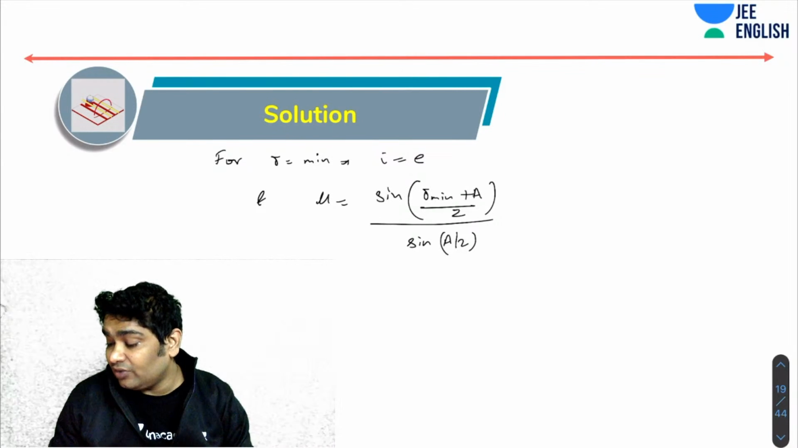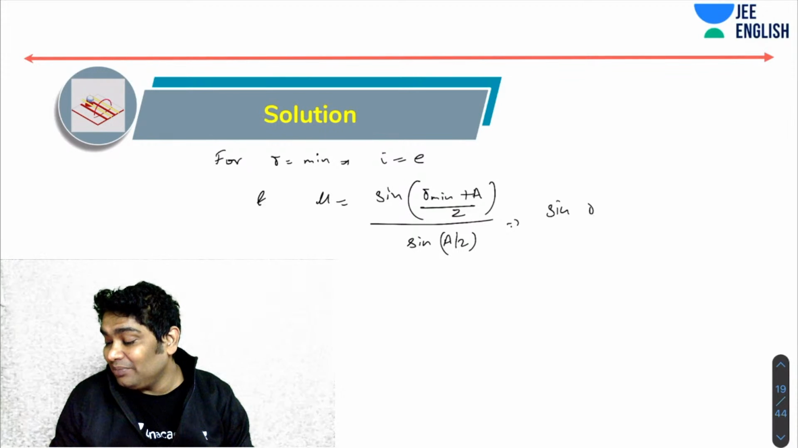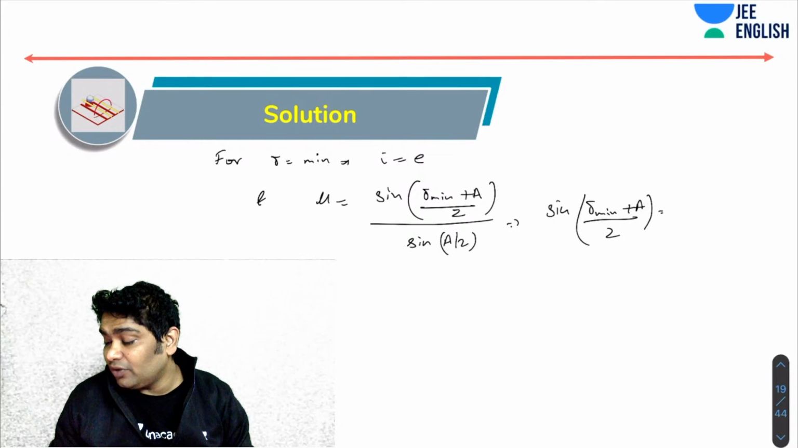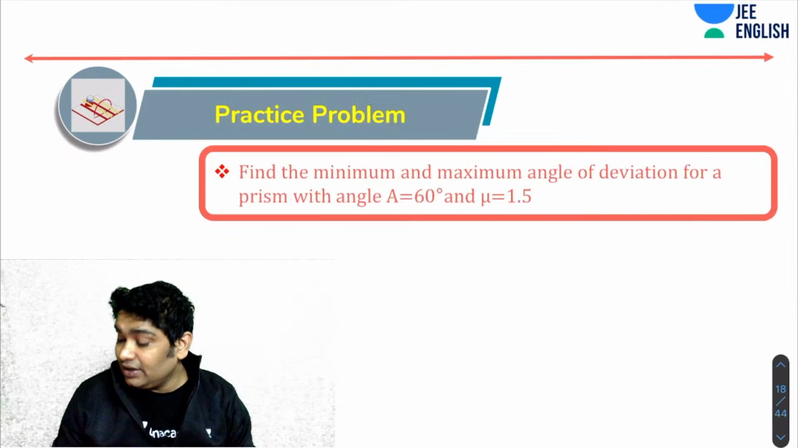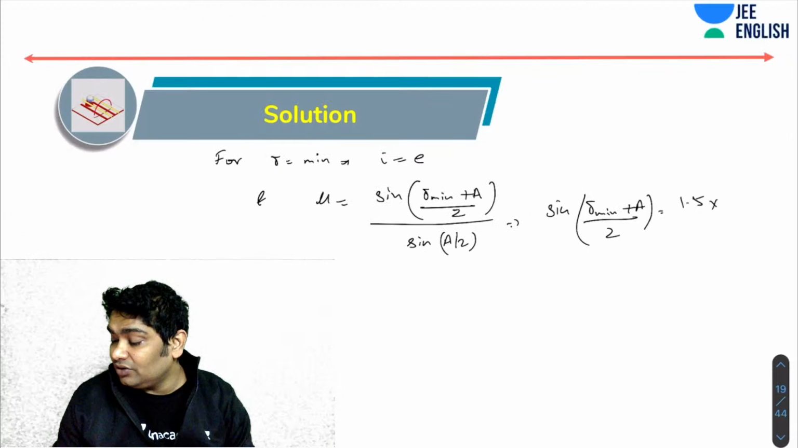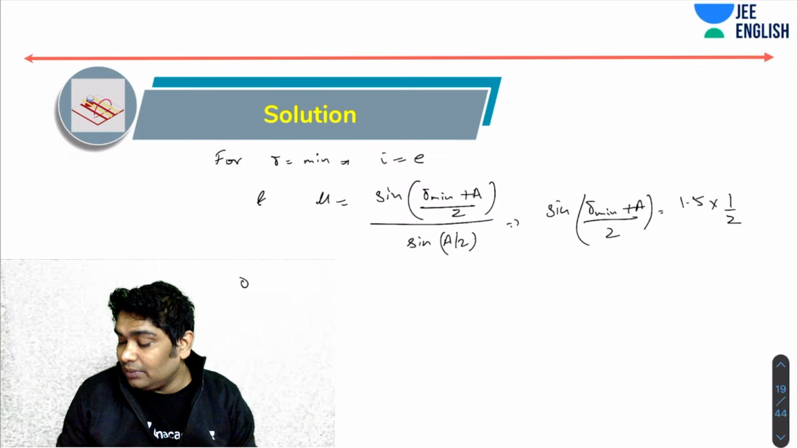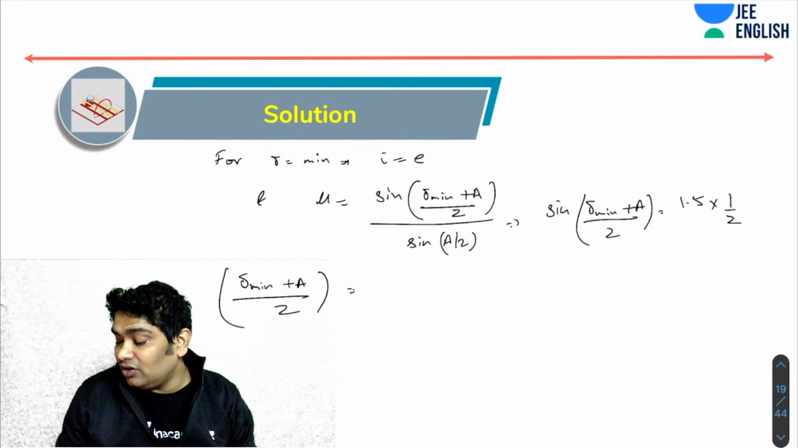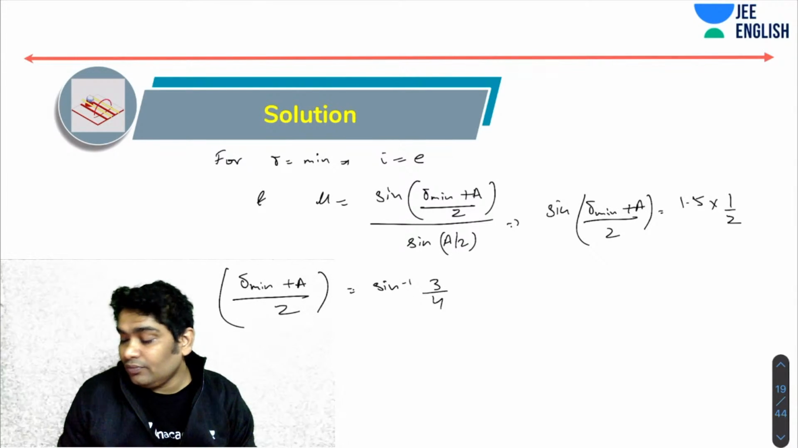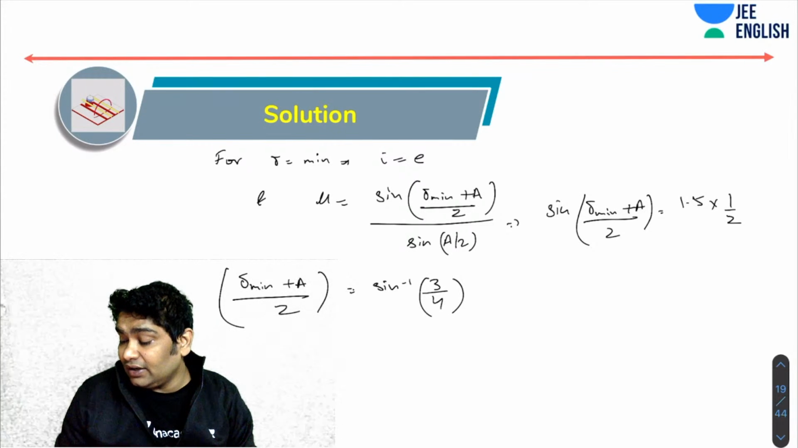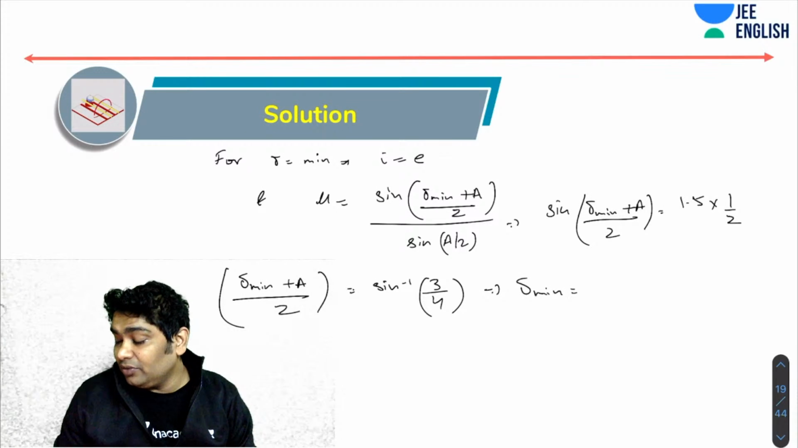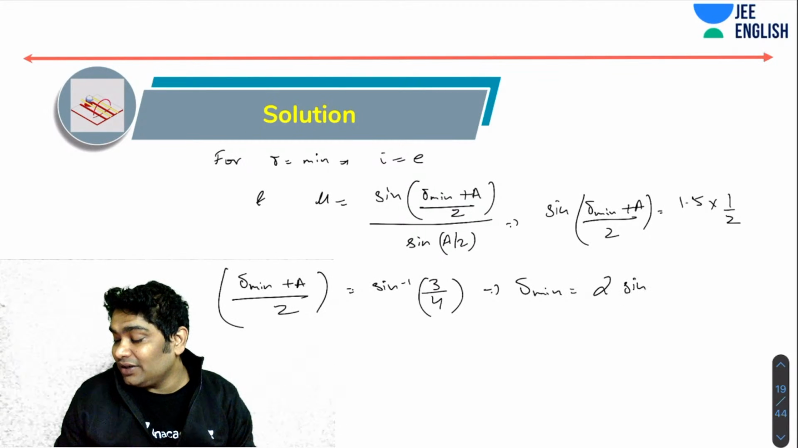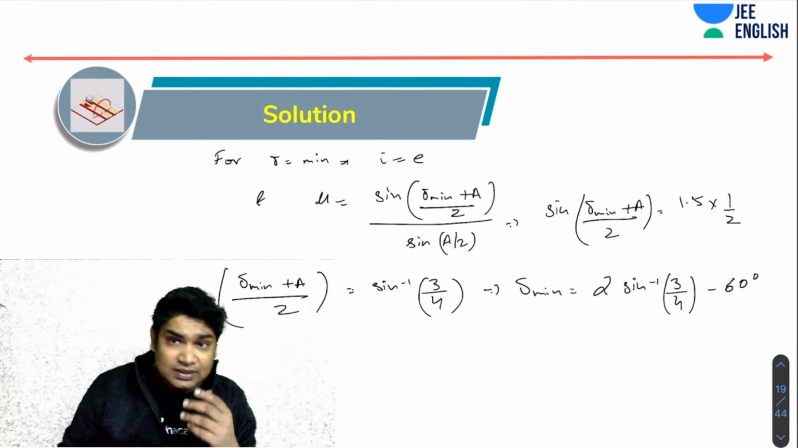So now what I can say from here is that sine of delta min plus A over 2 would be equal to mu, which is 1.5, into sine of A by 2, and A was 60. So sine of A by 2 would be sine of 30, so into 1 by 2. So then I can say delta min plus A by 2 would be equal to sine inverse of 3 by 4. And from here I can get delta min. Delta min would be 2 sine inverse 3 by 4 minus 60 degrees. That would have been your answer.